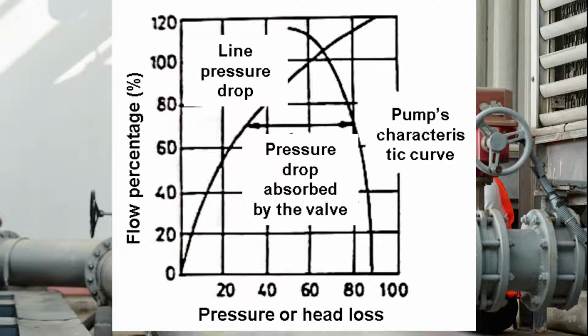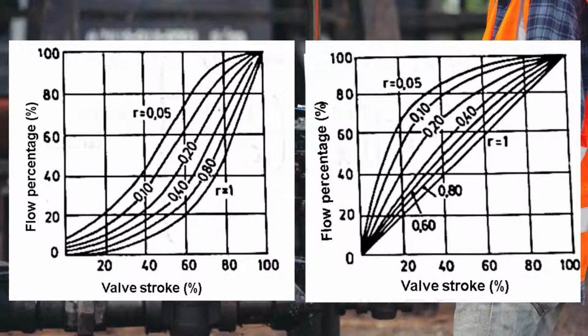The value of this coefficient will depend on the relative size of the valve in relation to that of the pipe. The smaller the diameter of the valve, the greater the value of R, and the resistance of the pipe in relation to the assembly. The lower the resistance, the greater R. For each value of R, an effective characteristic curve can be constructed that will deviate from the inherent curve and will coincide with it when R is equal to 1, that is, when the line does not absorb pressure, and all is available for the valve.